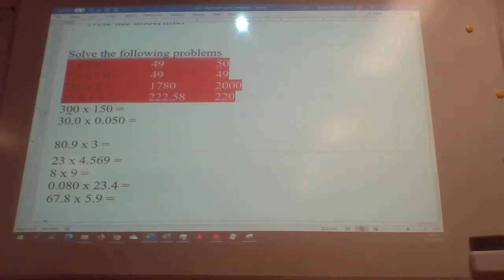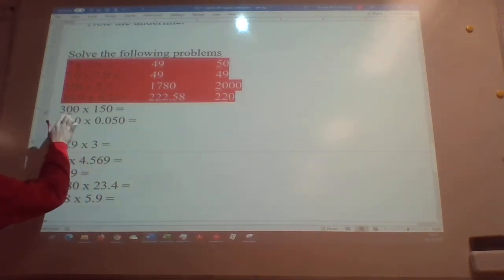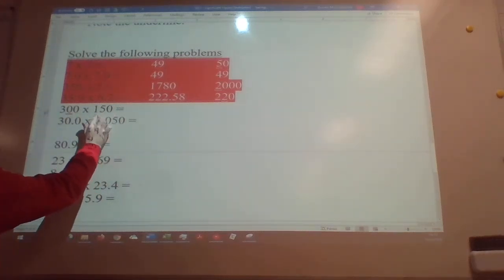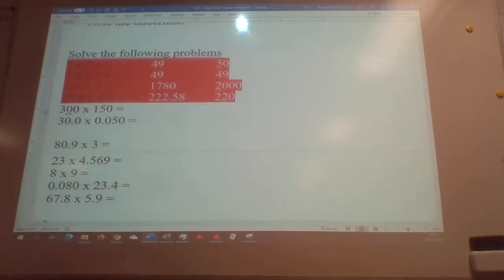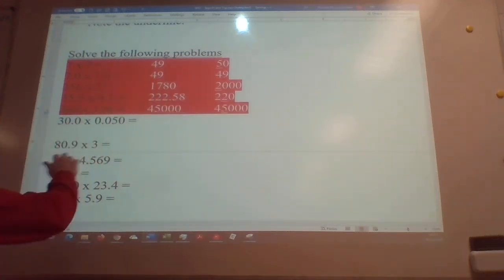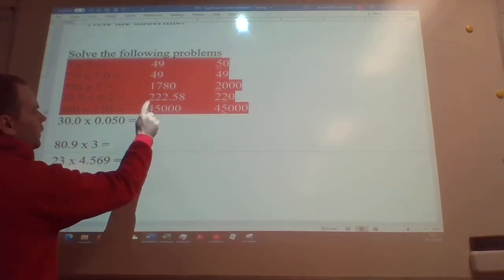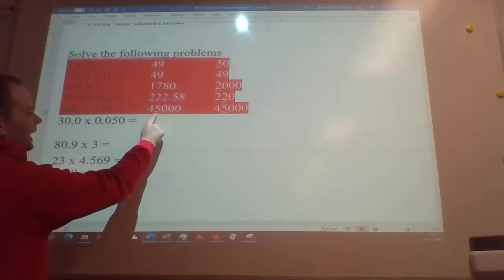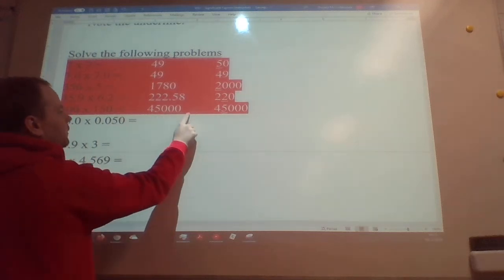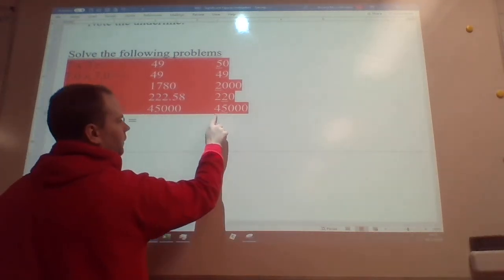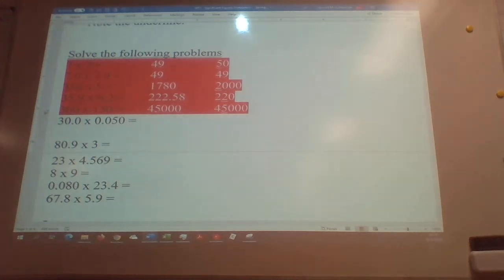300 times 150. This has 2 because of the underline. This has nothing underlined, so this one is 3. So when we multiply those out, we get 45,000. We only need 2 sig figs. As it just so happens, the 5 is the last sig fig, and everything else is already a 0. So we just underline the 5, and that one is good.